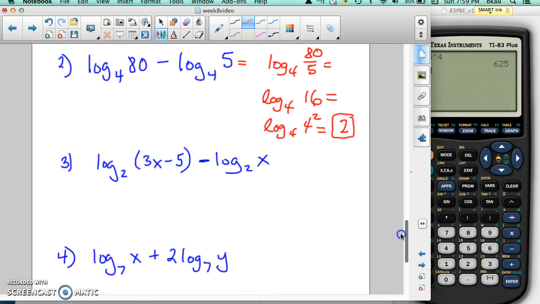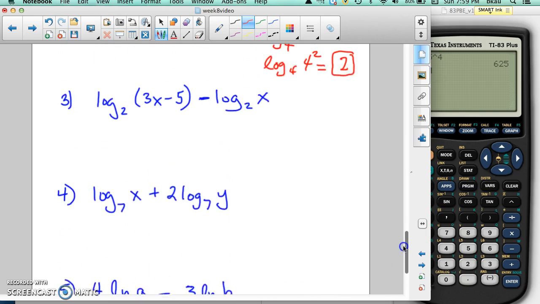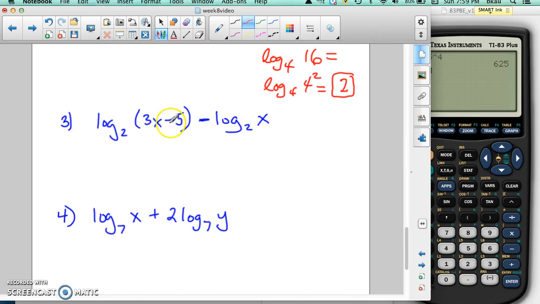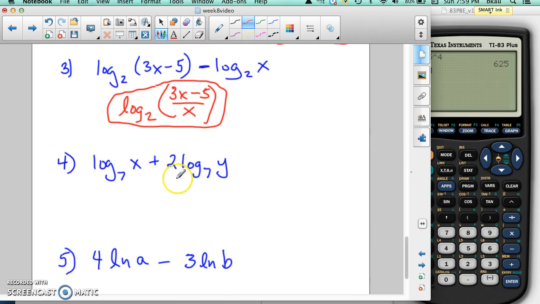All right. I have 3 more examples, or 4 more examples. This example here, we're doing a division. So this one we're going to write log base 2 of 3x minus 5 divided by x. That's our solution. We can't reduce that anymore. That's all we can do using that rule.